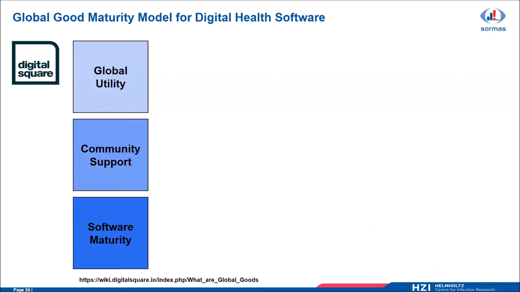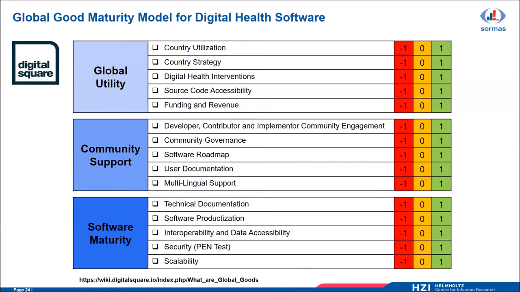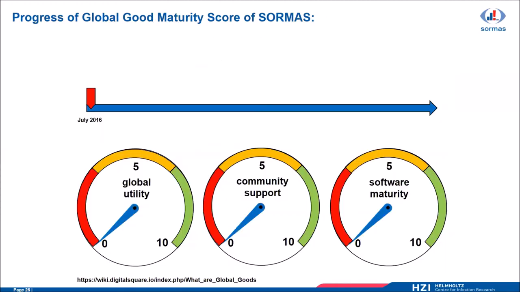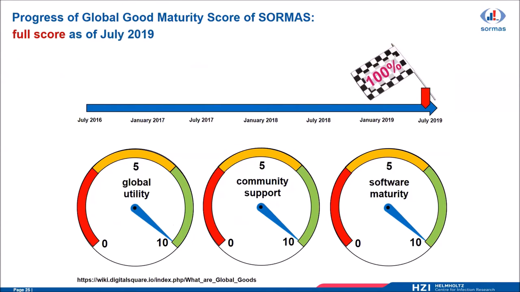In 2019, we were able to meet what is called, this is a digital health, I mean, many of you here know about this Digital Square model called the Global Goods Maturity Model for digital health software. And we were able to look at the different criteria that was provided to guide the development of SORMAS further. I would only focus on three aspects here, which were really important for us because we scored low in this aspect as of 2017. Multilingual support was important, and we needed to do a penetration test of the system. Fortunately, they weren't able to hack into it and gave us some best practices on how to handle this. However, in 2016, when we started, we were quite low. And when we continued the development, by 2019, I'm happy to say that we were able to meet 100% of the Global Goods Maturity Score.